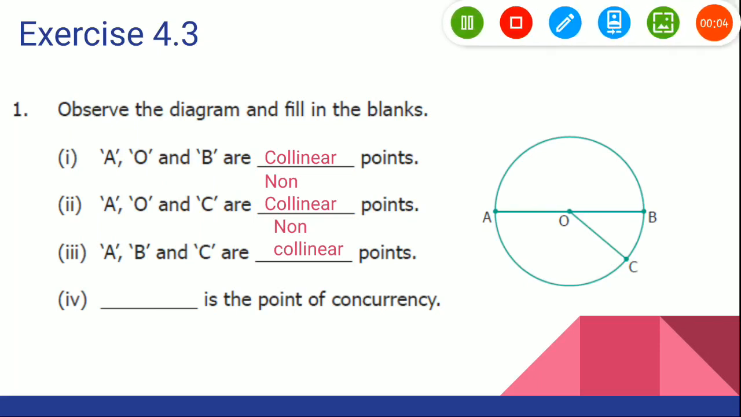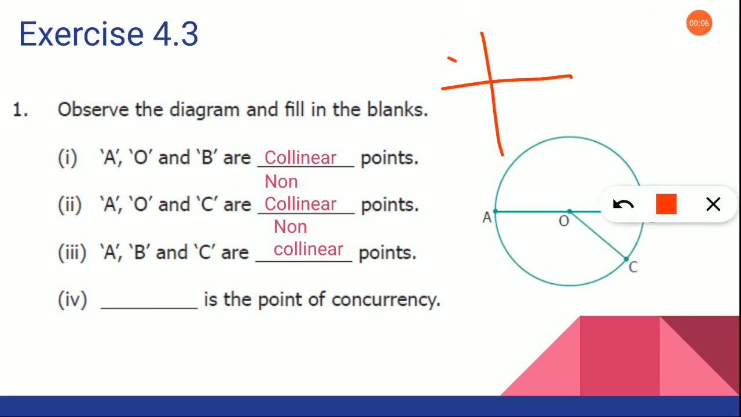Okay. Dash is the point of concurrency. I told you concurrency means many lines meeting at one single point. Many lines in the sense more than one. It can be 2, 3, 10, 100, any number of lines meeting at a single point. Okay. Now here which one is the concurrent point? Tell me. First you check at A, is there any other line meeting at A? No. And in the same way at C, only this one line from O is meeting at C.